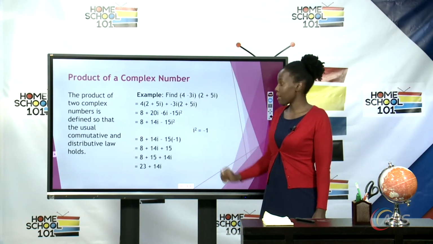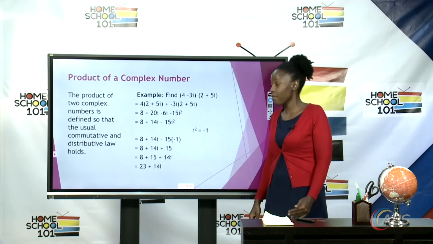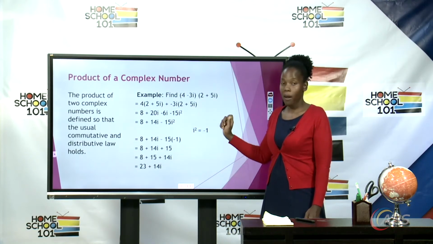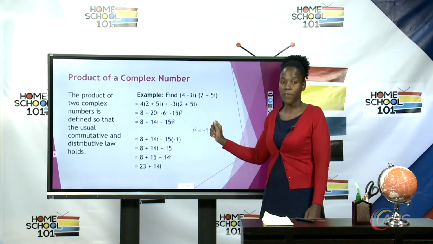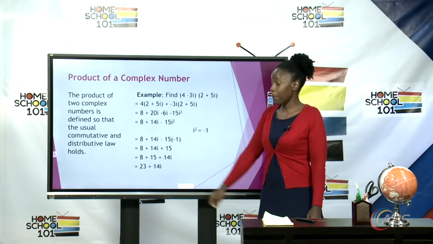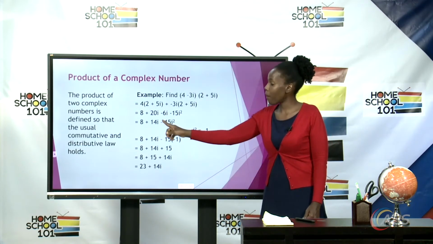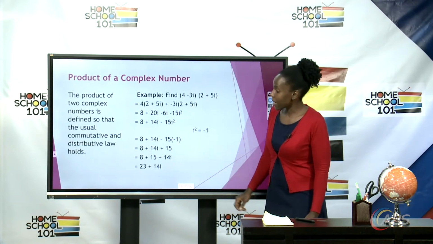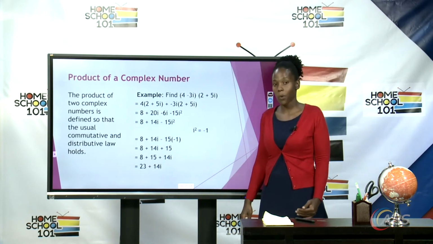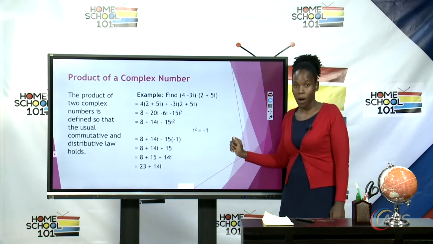Negative 3i times 2 would give me negative 6i. Remember, a negative times a positive gives me a negative. Therefore, negative 3i times positive 5i gives me negative 15i squared. We group like terms and simplify, so 20i minus 6i would give me positive 14i. So then I end up with 8 plus 14i minus 15i squared. But we know that i squared is equal to negative 1.